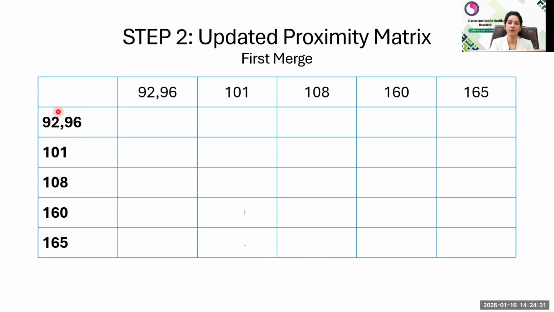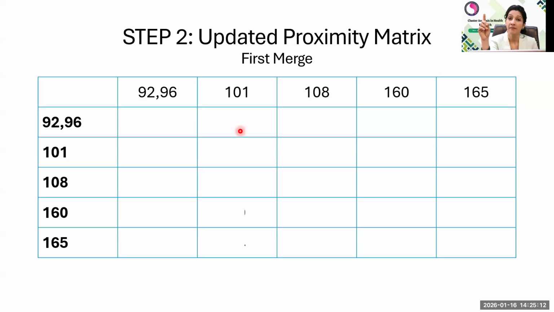So what will be the distance of 90 to 96 with each other here? Yes, so Paramita has written 0. Now, if I have to calculate the distance between 90 to 96 and 101, then which distance will I take? 101 minus 92 or 101 minus 96? Yes, all of you please write in the chat box. If I subtract 101 from 92, it will be 9. And if I subtract 101 from 96, it will be 5. So should I take 9 or should I take 5 here?